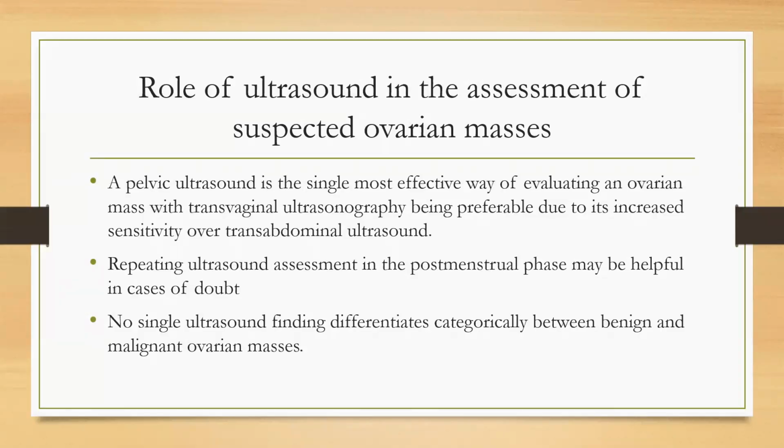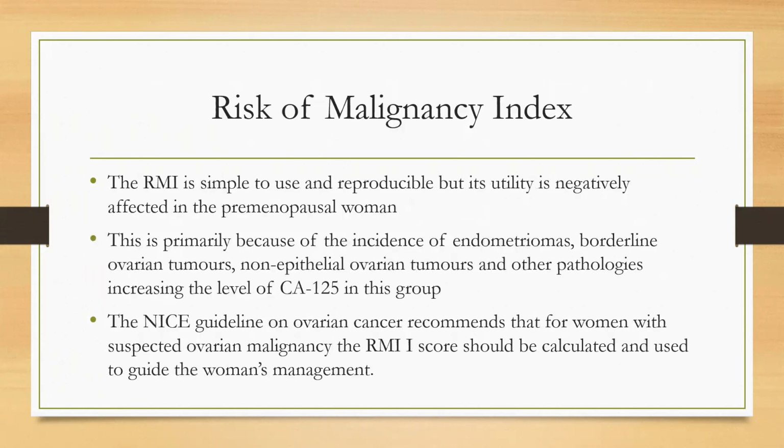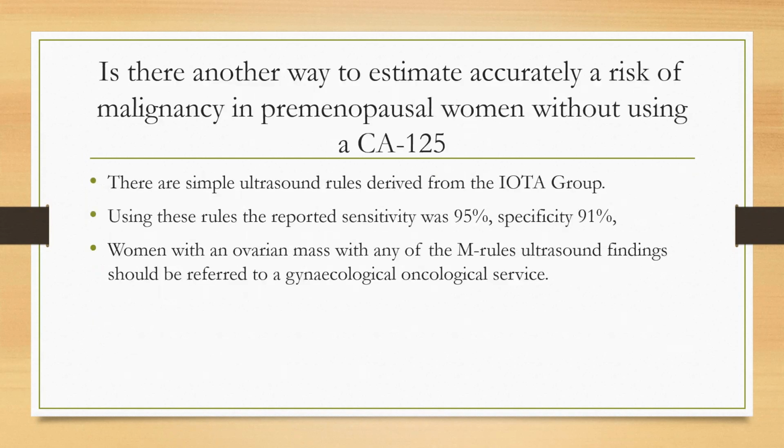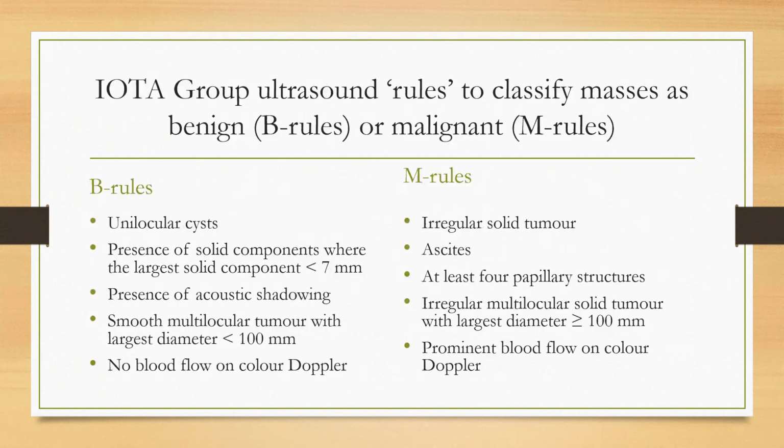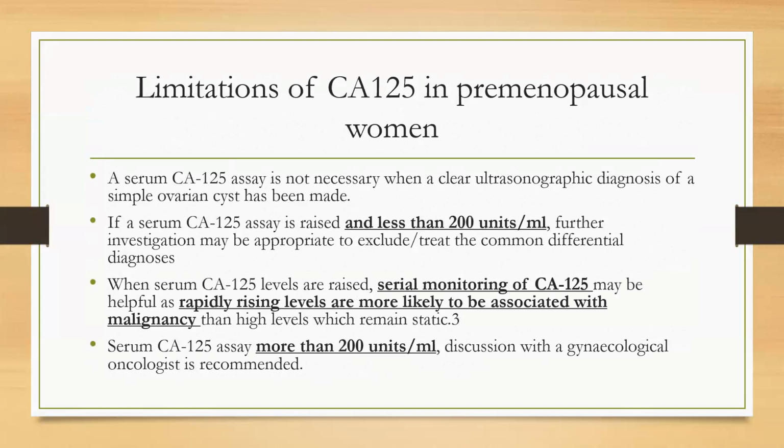We are discussing management of ovarian cyst in premenopausal women. So I was mentioning that CA 1 to 5 has limited role in premenopausal women. We were talking about CA 1 to 5, and the conditions which increase or decrease the CA 1 to 5 level. So, limitation of CA 1 to 5 in premenopausal women.